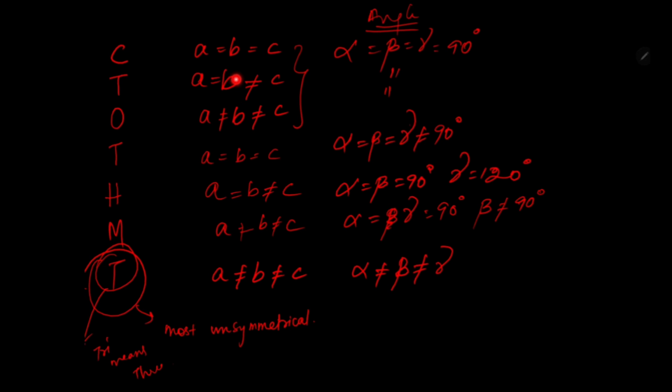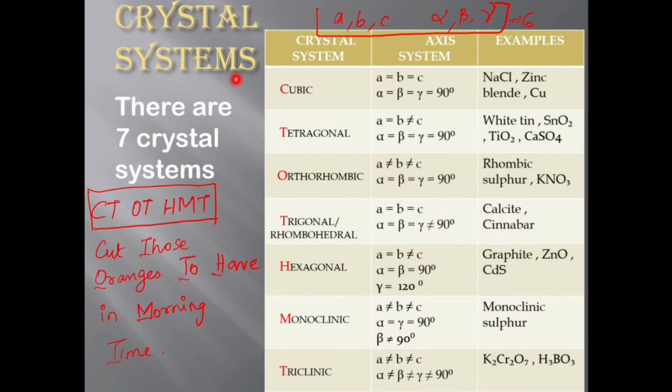So moving back to the tabular column, we just have one more column which includes examples, and these examples are very important. Examples of cubic system are sodium chloride, zinc blende and copper. For tetragonal, it is white tin, SnO2, which is tin oxide, TiO2, which is titanium dioxide, CaSO4, calcium sulfate.